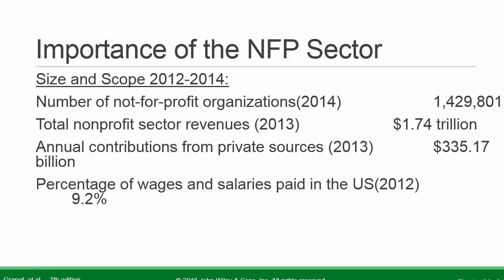Between 2012 and 2014, 1.4 million organizations, revenues 1.74 trillion, contributions from private sources in 2013, 335 billion, and the percentage of wages and salaries paid in 2012, 9.2%. Again, a powerful sector, and we will look at this. Private not-for-profits are based on FASB, and we cover those in the last part of the semester.